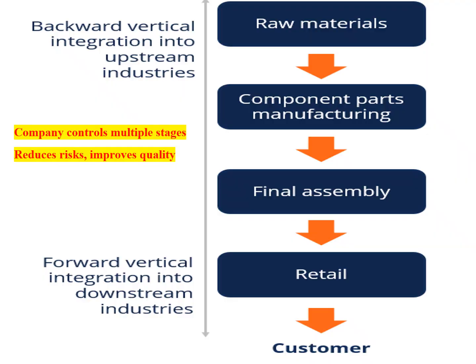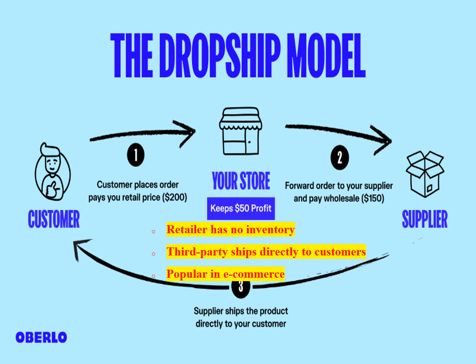Vertical integration model is another important model in supply chain management, where a company controls multiple stages of its supply chain. It reduces risks and enhances quality control, making it popular in industries with high safety or quality concerns. Drop shipping model is widely used in e-commerce for low-cost, low-risk operations in which retailers don't keep stock. Instead, a third party ships directly to the customer after receiving the order from the business it is working for.